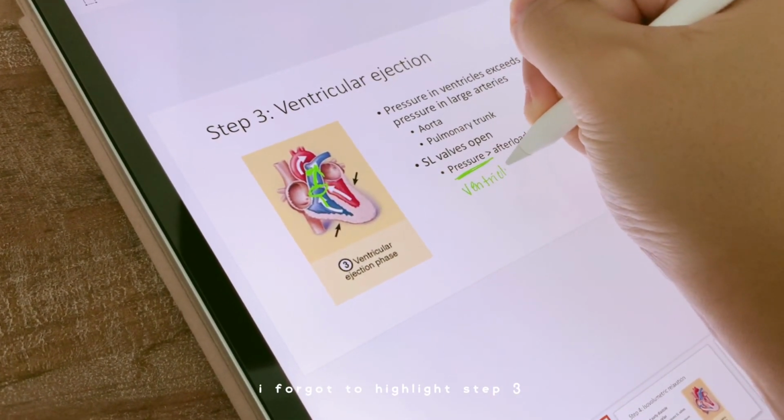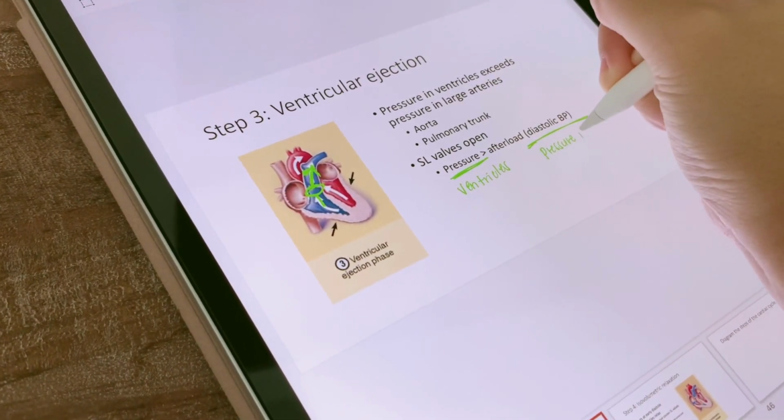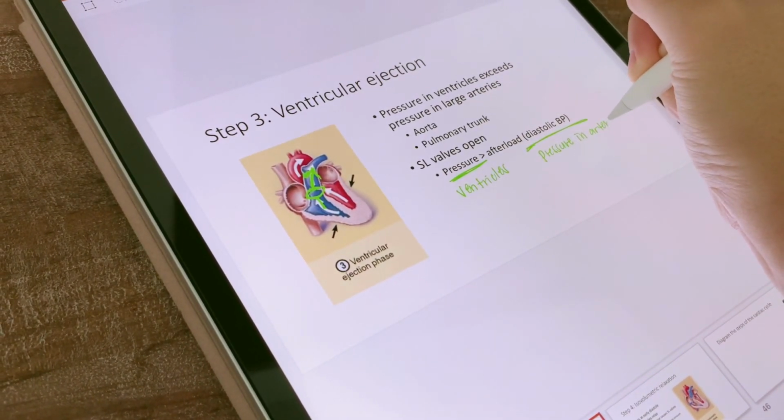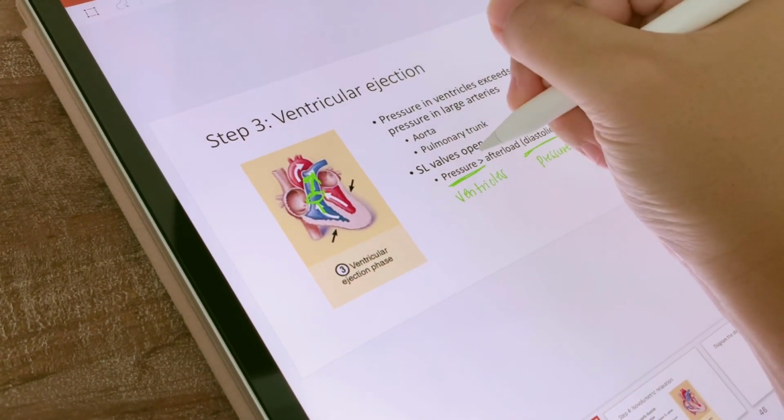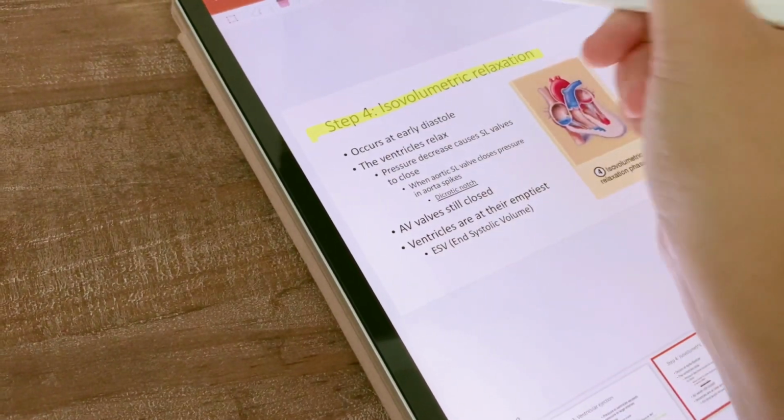And so right now the ventricles are at their emptiest. And they're not 100% empty, right? There is some blood in there. And if you want to know how much blood left the ventricles, you have to know the end systolic volume as well. So I wanted to introduce it to you now.